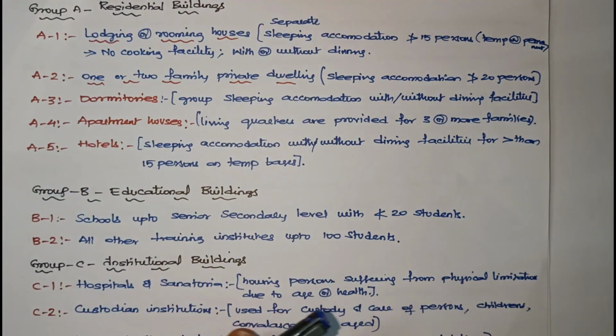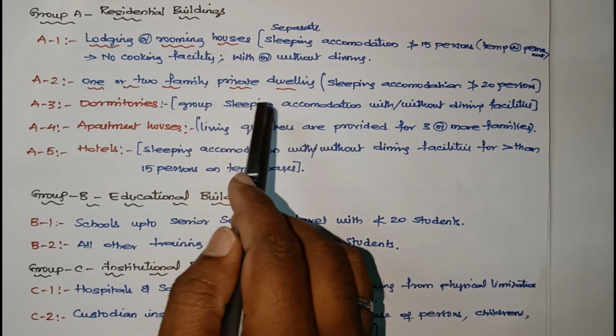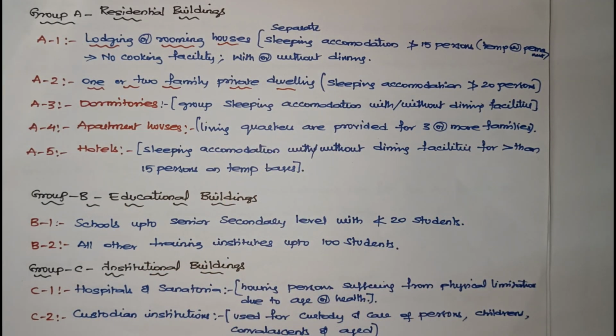Next, dormitories. Dormitories are nothing but group sleeping accommodation with or without dining facility. And these dormitories are generally available near bus stations, railway stations, or function halls.